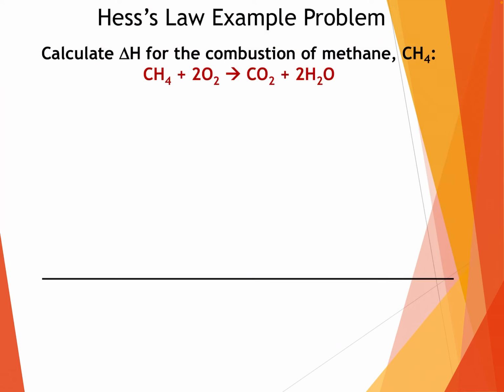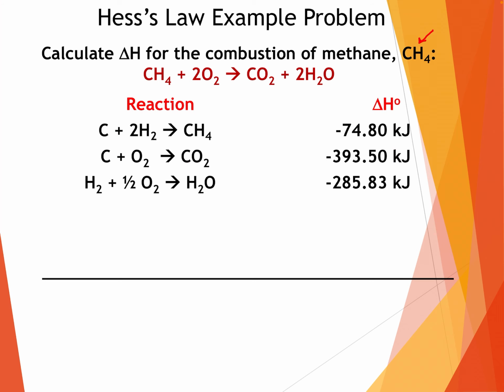So like here, this is an example. Calculate the change in enthalpy for the combustion of methane. And so this is a combustion reaction, which tells us that we're reacting a hydrocarbon with oxygen gas to produce carbon dioxide and water, and of course you're going to balance it, all of that good stuff.